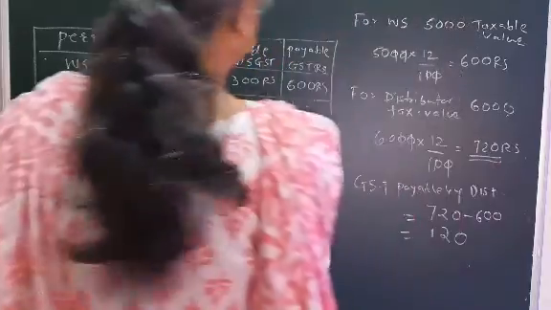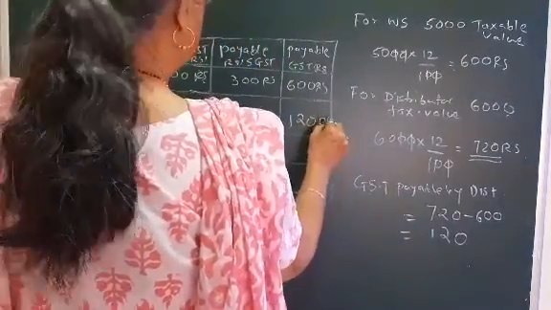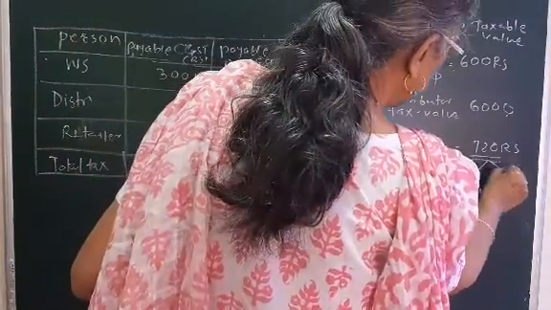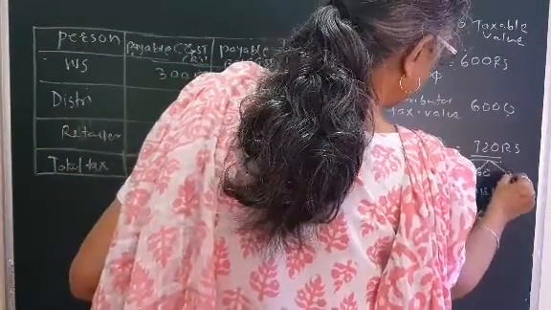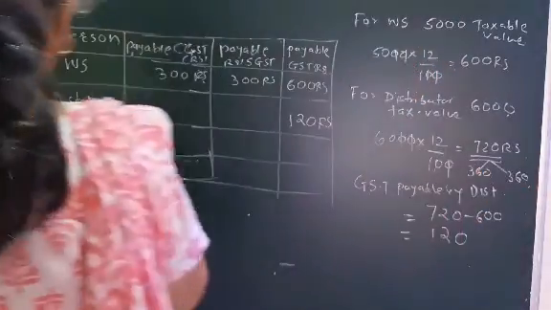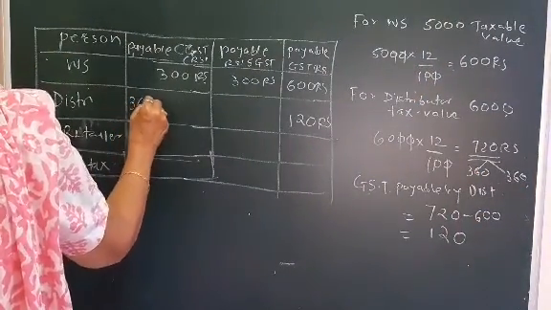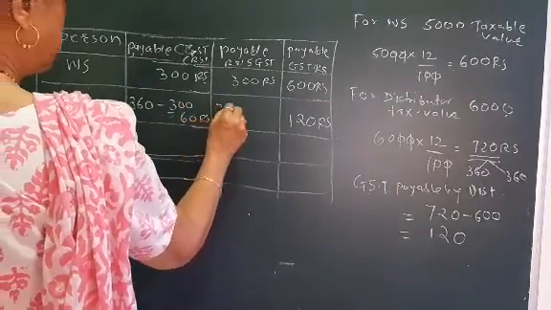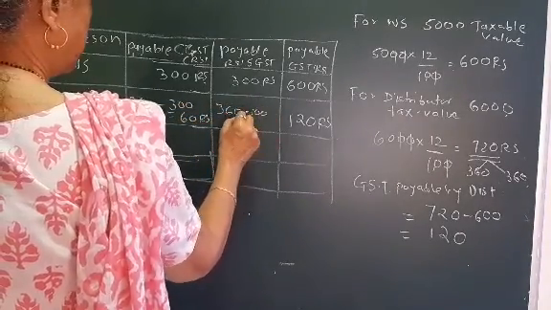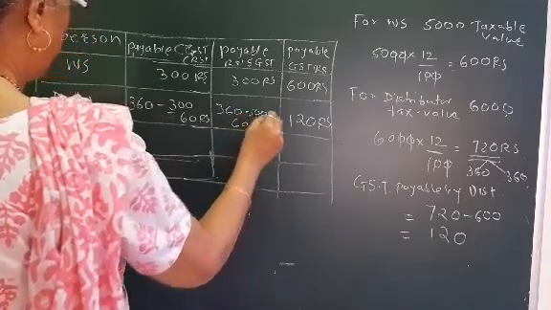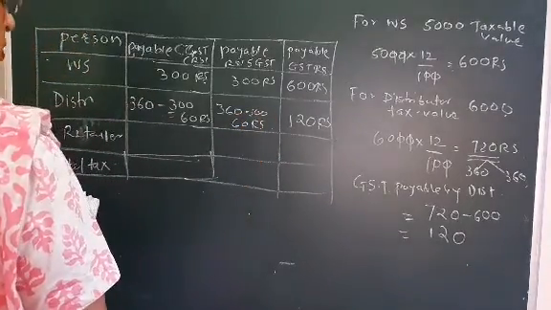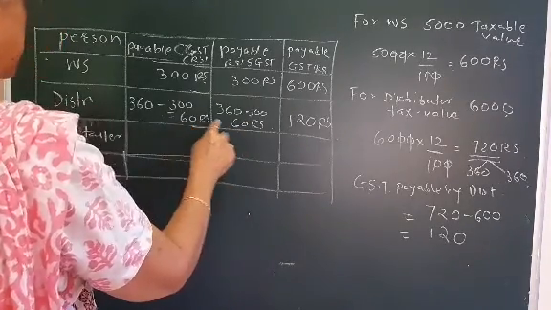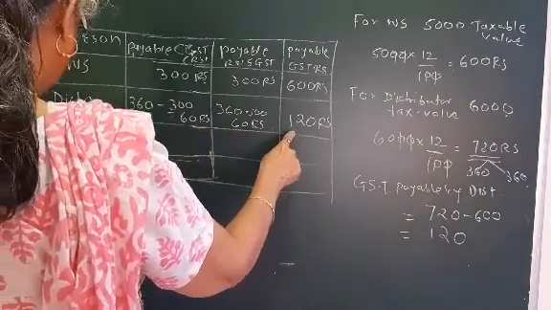So here 120 rupees, or you may divide 720 into 360 and 360 rupees. So you can write here 360 minus 300, that is equal to 60 rupees. That is how you are going to fill in the table. Alright. So here CGST 60, SGST 60 and total is 120.